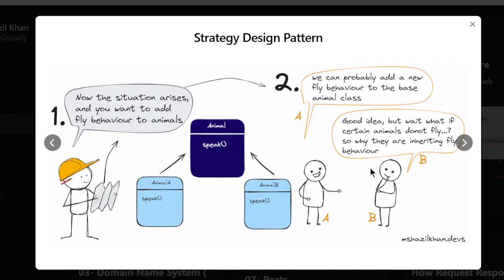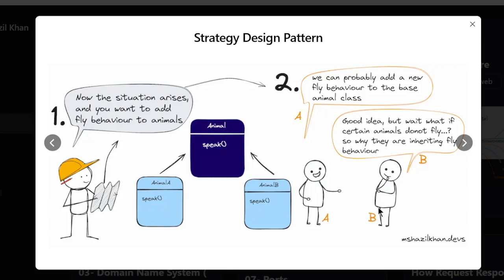There are two developers, A and B, thinking about a solution. They are working on a software product, and they are thinking about how to solve this problem. Developer A is thinking that we can add a new fly behavior to the base animal class. He is suggesting that we add the fly functionality to the parent animal class. So what would happen if we add it to the parent class? If we add the fly functionality to the dark blue parent animal class, then both the animal classes are going to have the fly functionality. Simple. It is valid from his point of view, and we can follow this approach.